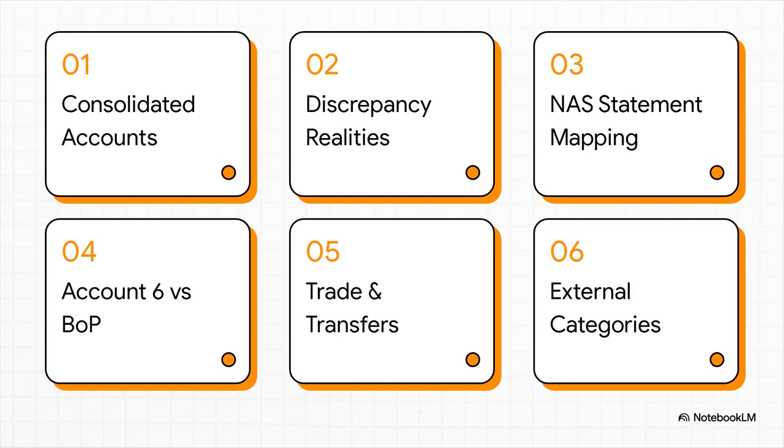All right, here's our game plan. First, quick consolidated accounts overview. Second, discrepancy realities, why those numbers don't match. Third, NAS statement mapping. Fourth, account 6 versus the balance of payments. Fifth, trade and transfers categorization. And finally, external categories, the definitive sheet.